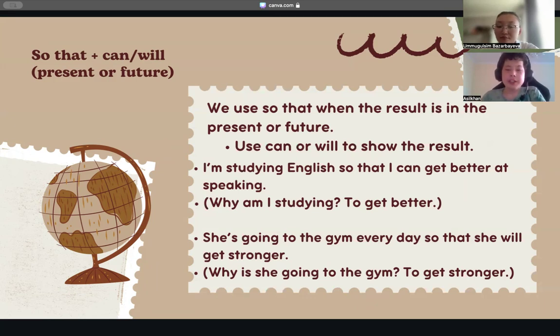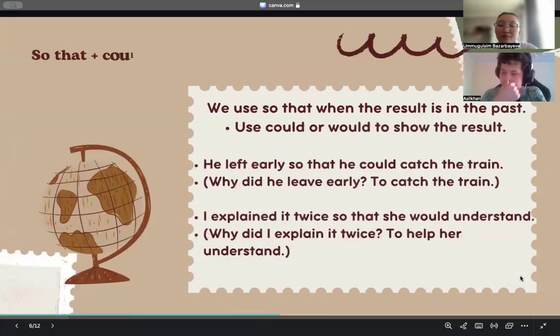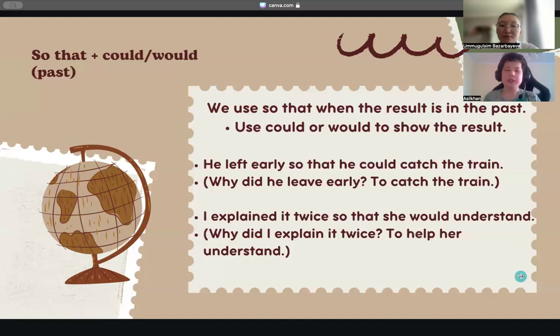She's going to the gym every day so that she will get stronger. Why is she going to the gym? So in the future, she can get stronger and fit. Well, good. So that plus could slash would.